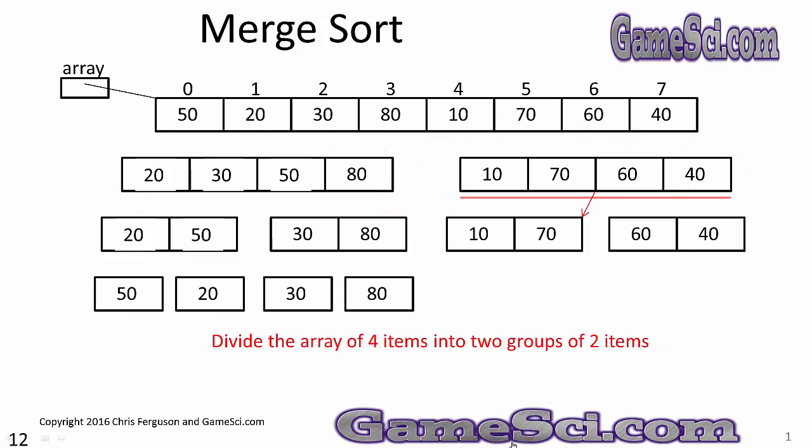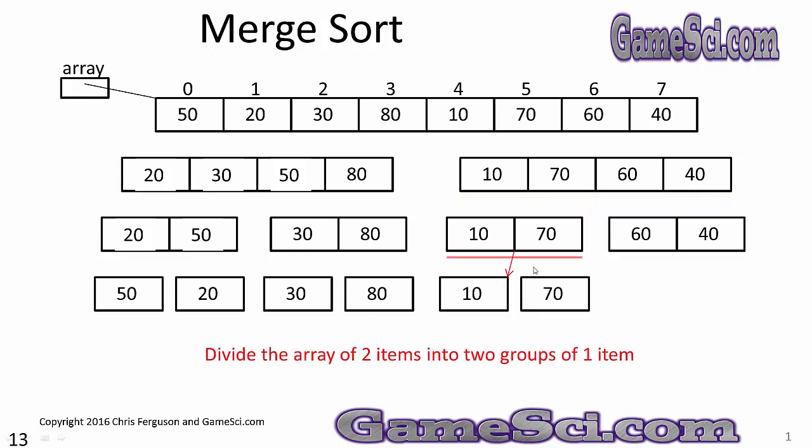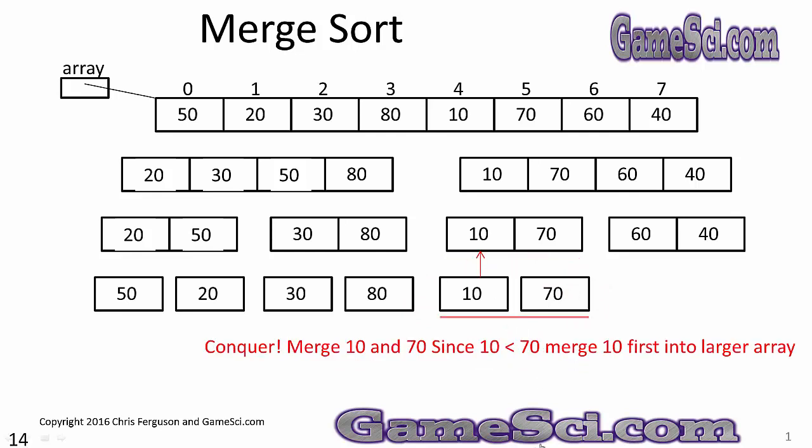Now, how do we solve the right side? Why, breaking it up, of course. Divide the array of 4 items into 2 groups of 2 items. How do we solve a group of 2 items? We break it up into groups of 1 item each. We divide the array of 2 items into 2 groups of 1 item. Now, there's no way to split up one item, so it's time to conquer. Merge the 10 and 70. Since 10 is less than 70, merge the 10 first into the larger array of 2 items.